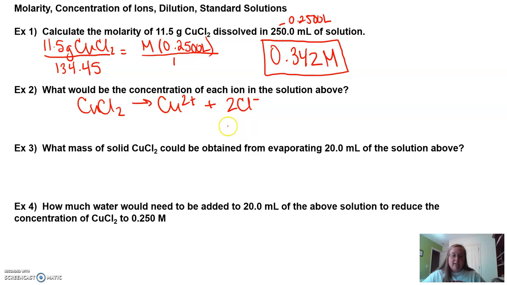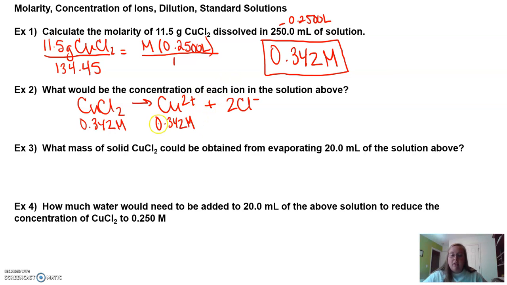So what these coefficients tell you is that for every 1 copper ion, there's going to be 2 chloride ions, or another way of putting that is the concentration of the chloride ions is going to be double whatever the concentration of the copper ions are, because I'm just looking at the coefficients. The ratio is 1 to 2. Now, if I compare copper chloride to just copper, their coefficients are the same, which means their mole ratio is the same. And so if you have 0.342 as the concentration for the whole solution, because the mole ratio of the copper ions to the whole solution is the same, they're going to have the same concentration.